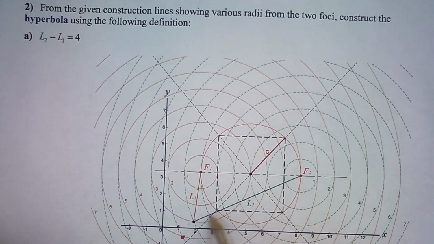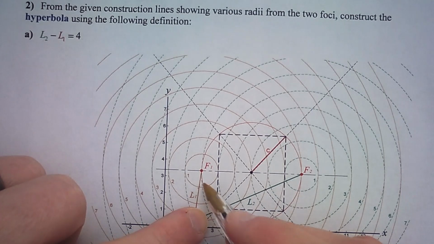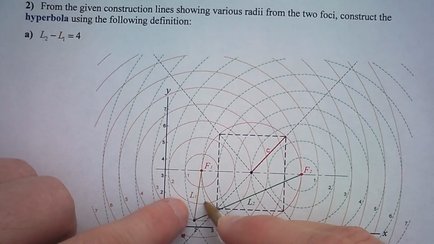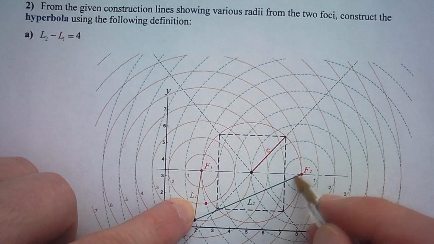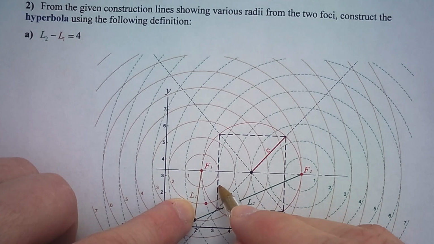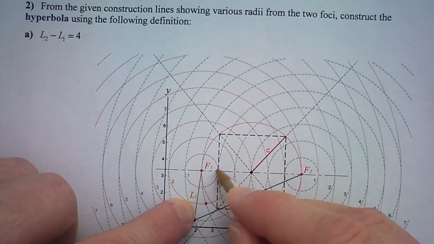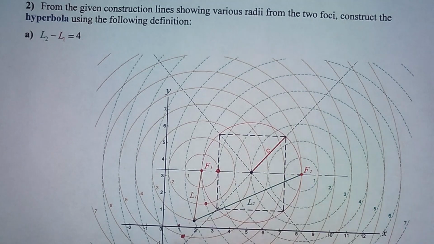So this was 7 units from F2. Okay, so now we'll go 6 units from F2, and 6 minus 2 is 4. Okay, so this 6th ring, where it intersects this 2nd ring, that is right here. Okay, how about 5 rings out from F2? 1, 2, 3, 4, 5. 5 minus 1 is 4, so that's going to be right here. And it looks like I'm going to have a vertex right here.